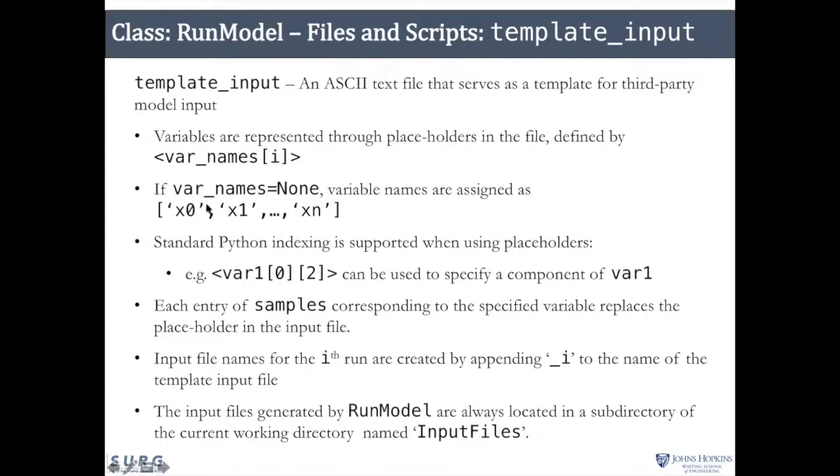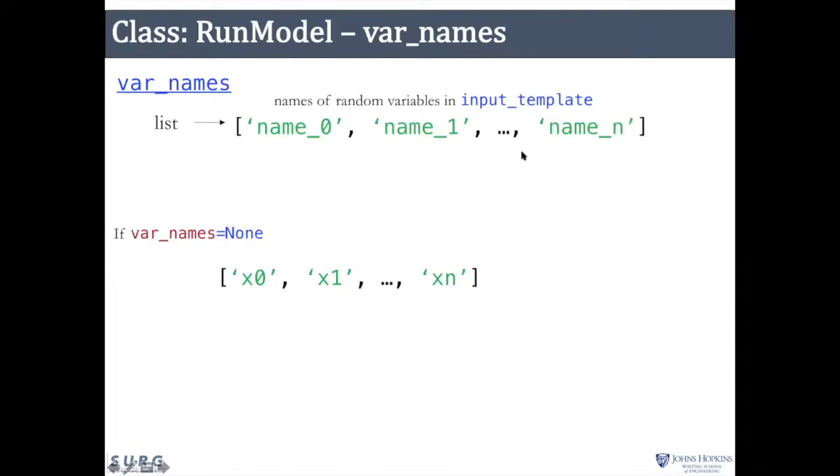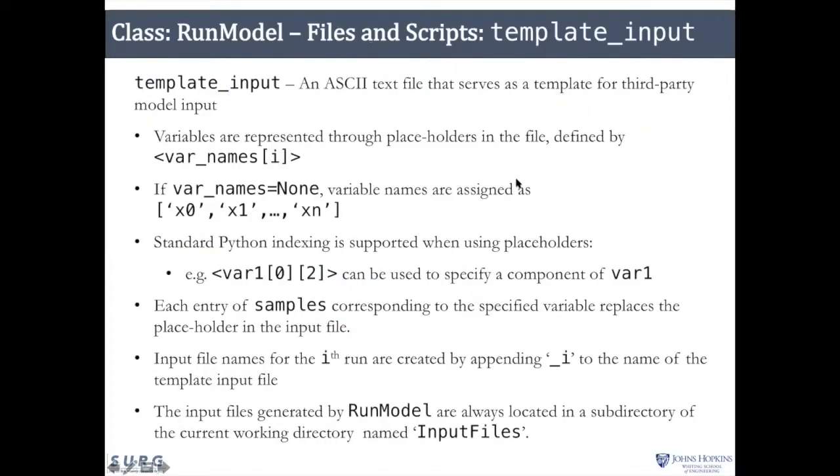The user should ensure that the order in which they specify the variable names matches the order in which the samples are passed to RunModel. RunModel uses the ith row of samples passed in, if it is an n-dimensional array, or the ith entry inside the list of samples, and it builds an input file corresponding to the ith sample which is input to RunModel.